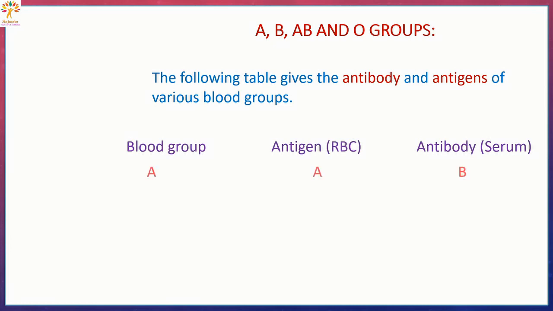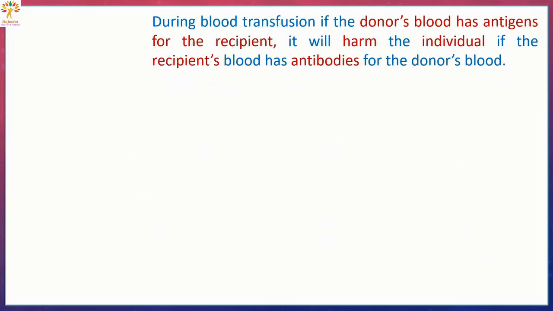The blood group A will have antigen A and antibody B. Blood group B will have antigen B and antibody A, and blood group AB will have antigens A and B, and it will not have any antibody, while O blood group will have no antigen. During blood transfusion, if the donor's blood has antigens for which the recipient has antibodies, it will harm the individual.